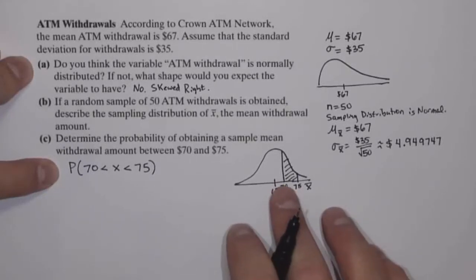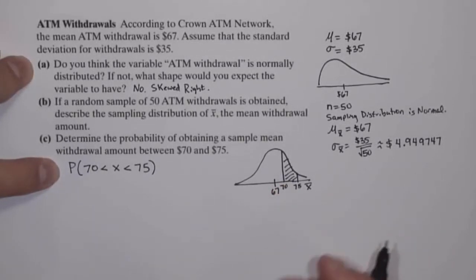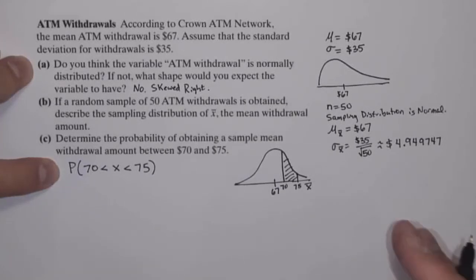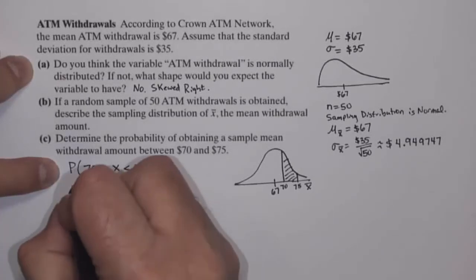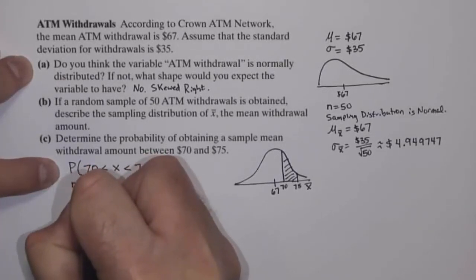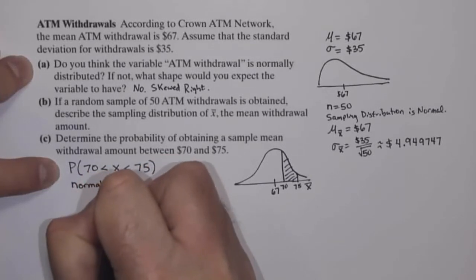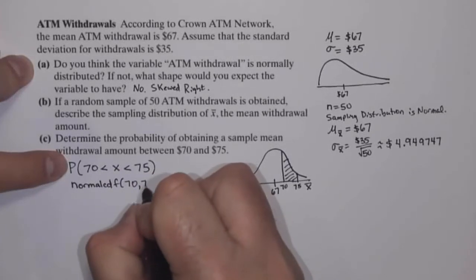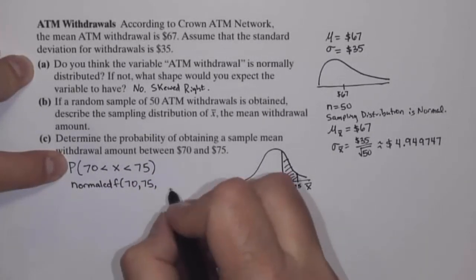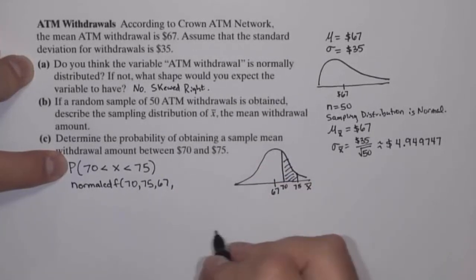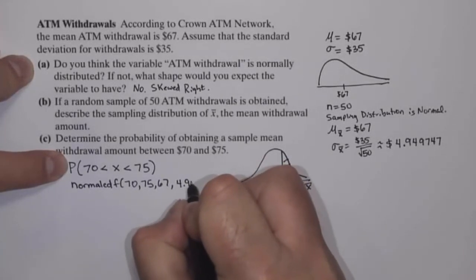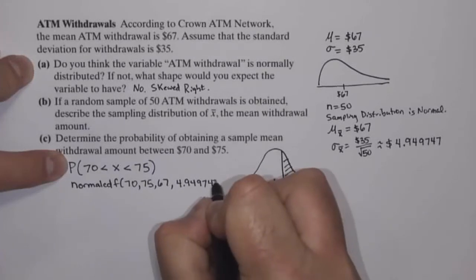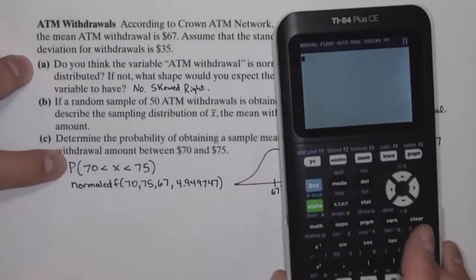I can determine this area by either doing it by hand with the normal table, I can use the normal CDF command on the calculator, or I could use the StatCrunch calculator. I'm going to use the TI calculator. So this is going to be normal CDF. My left bound is going to be 70, my right bound is going to be 75, the mean is 67, and the standard deviation is 4.949747.